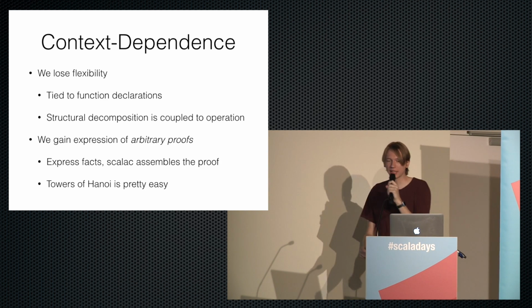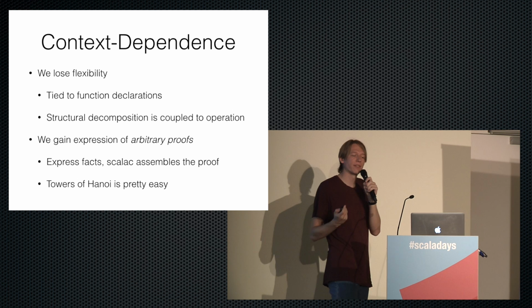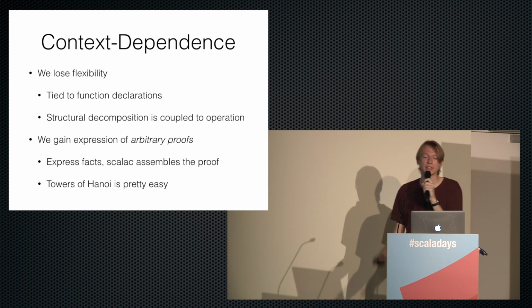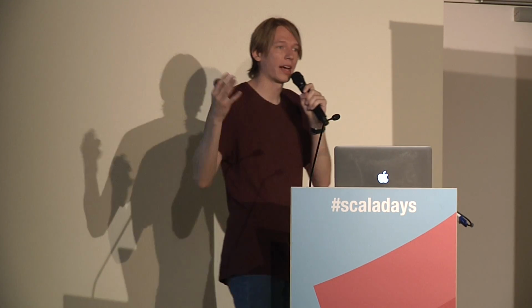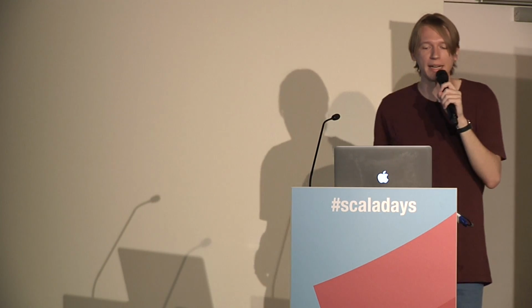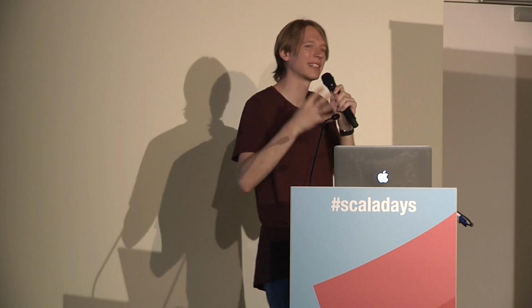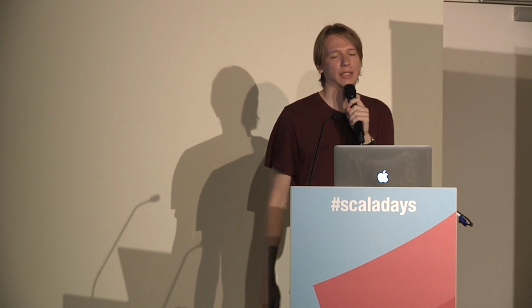So with a context-dependent function, we lose some flexibility. We're tied to function declarations. Dotty fixes this again, but right now we're tied to function declarations. Structural decomposition, that's what I was talking about before, where you're defining the shape of your data, is tied to the operation you're performing with a context-dependent function, and you have to re-encode it in every operation. So you're basically stuck with really, really simple data structures. Not as much of a limitation as you would think, but still a limitation.